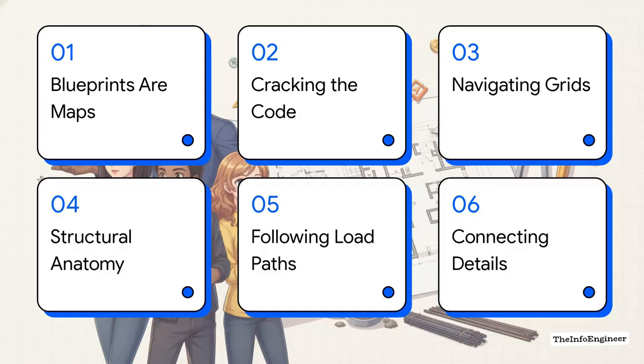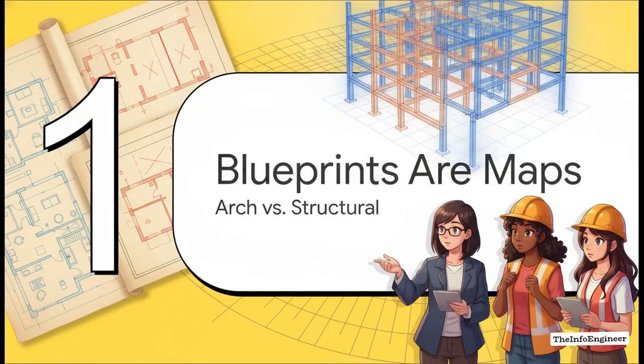That sounds like exactly what I need. So what's our game plan? How are we tackling this? We've got a great masterclass lined up. First, we'll establish why blueprints are maps. Then we'll crack the secret code of abbreviations, navigate the grid system, decode structural anatomy, follow the invisible load paths, and finally, connect it all together with the details. All right, jumping right in.